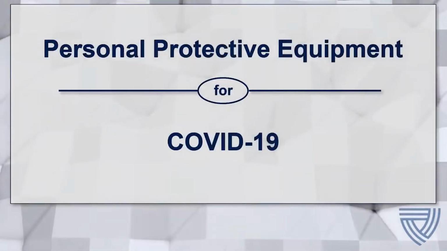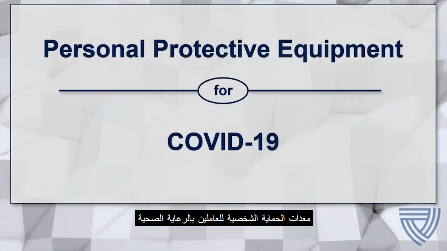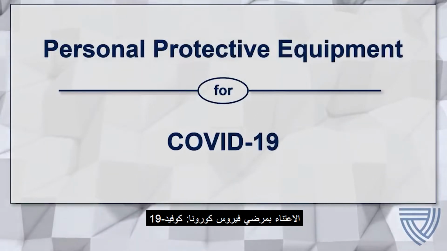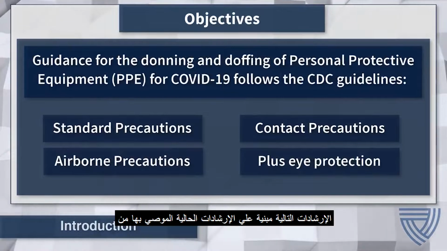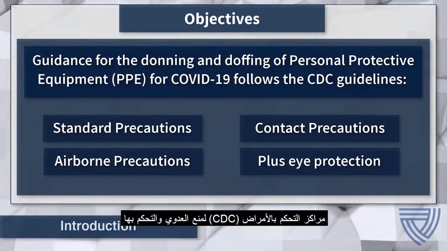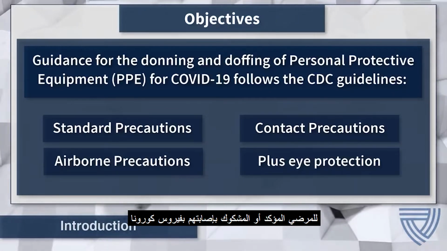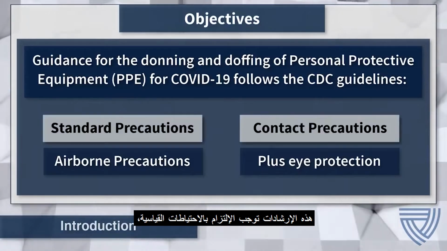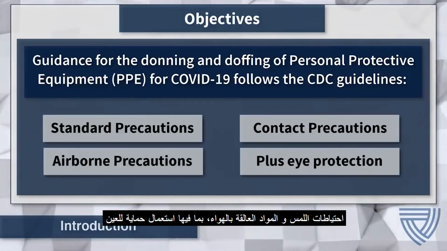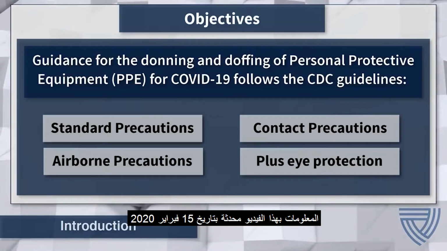Personal protective equipment for healthcare workers caring for patients with coronavirus disease, COVID-19. The following guidance is based on CDC interim infection prevention and control recommendations for patients confirmed with or under investigation for coronavirus disease, COVID-19. CDC guidelines call for strict adherence to standard, contact, and airborne precautions, including the use of eye protection. The information provided in this video is current as of February 15th, 2020.